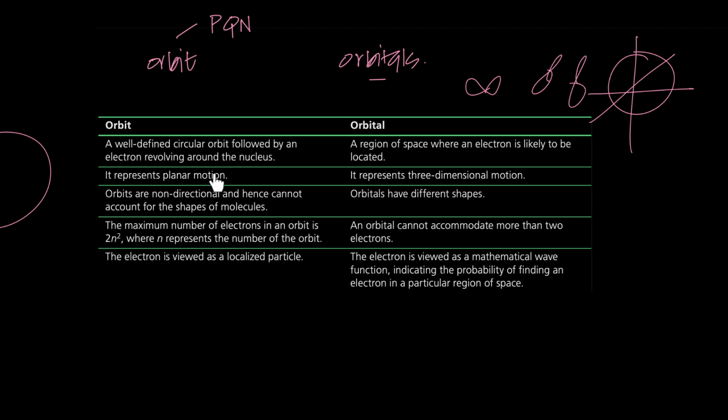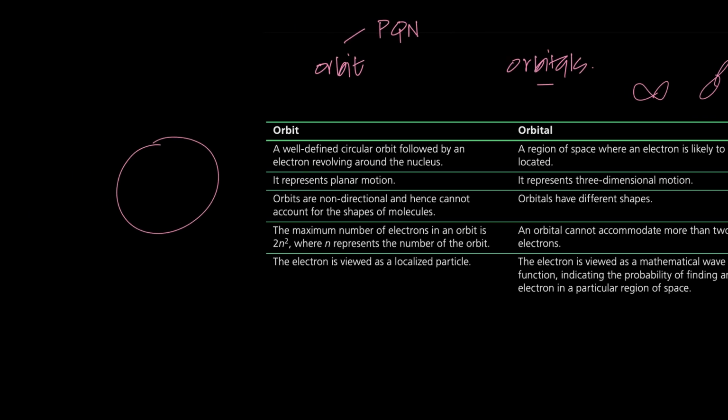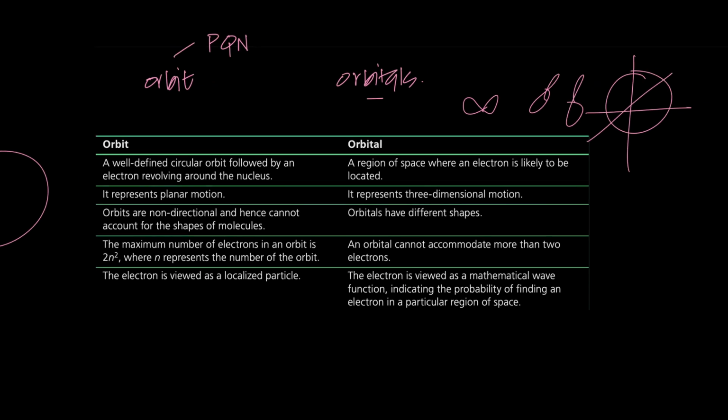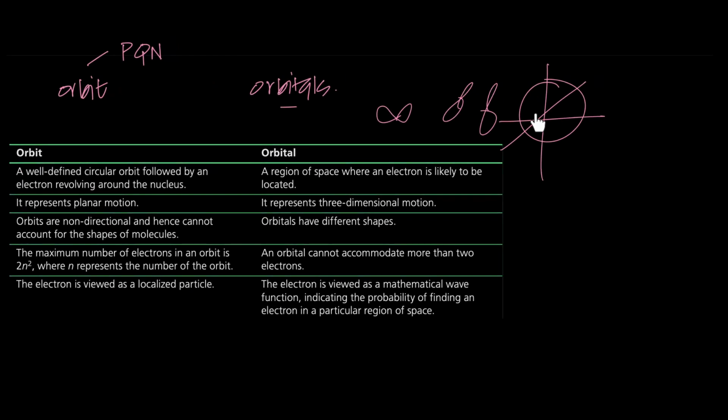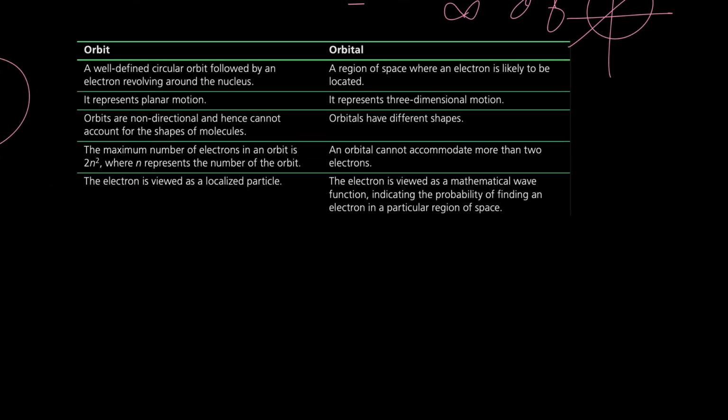Yes, see, in orbits we used to just make circles. In our O levels and IGCSE we just used to make circles, but in orbitals we now know the reality of things. We know that you have the s orbital, which looks something like this, the p orbital, which looks something like this, and then you have the d orbitals, but we don't look into the d orbitals in our AS level, right?